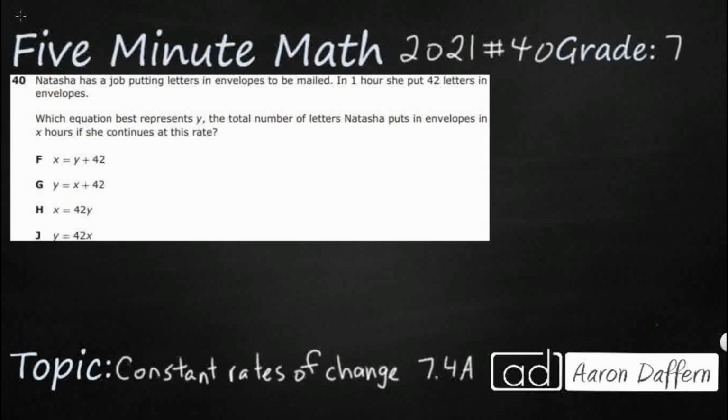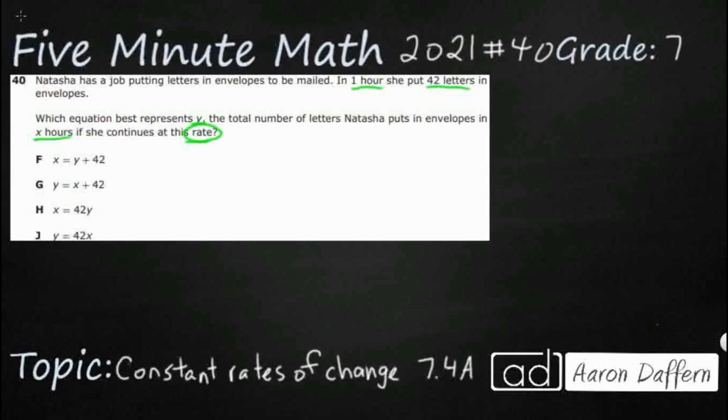So Natasha has a job, and in 1 hour, she puts in 42 envelopes. So we need to find an equation that best represents y, the total number of letters that Natasha puts in envelopes, in x hours if she continues at this rate. So here's my basic rate of 42 for 1 hour. Let's see if we can figure out what equation works best.